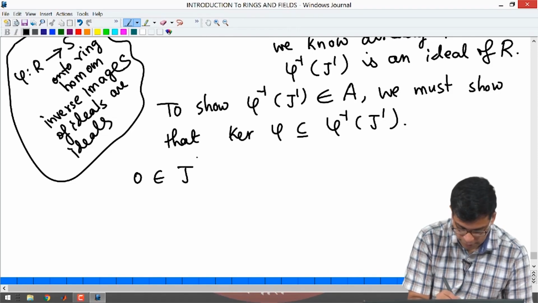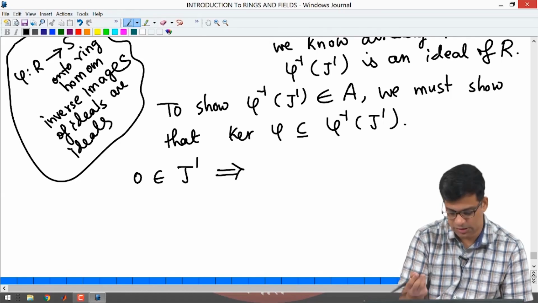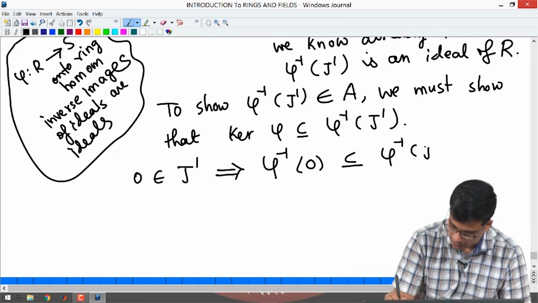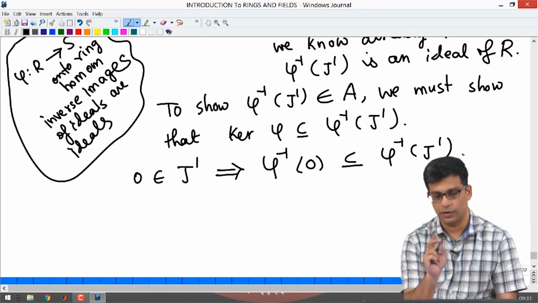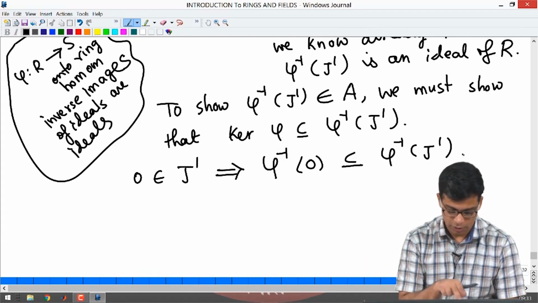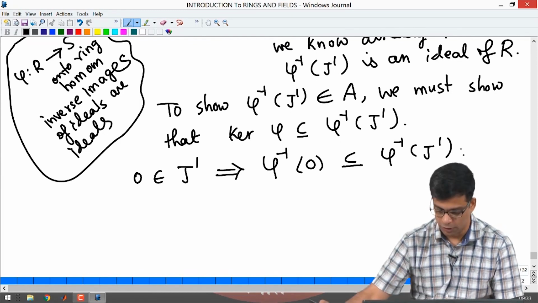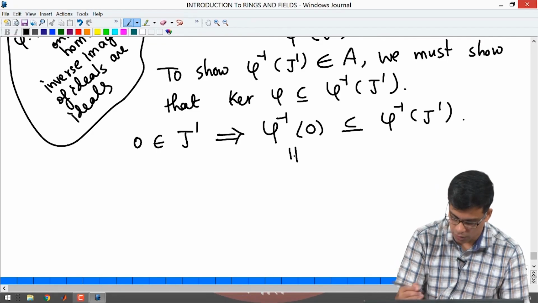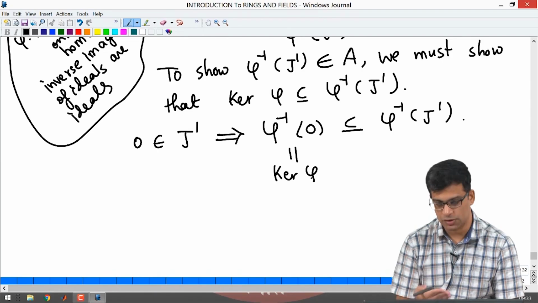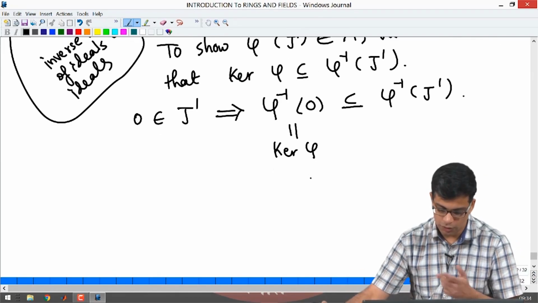So, J prime contains 0, the 0 element of the ring S, but this means, as a set theoretic statement, phi inverse 0 is contained in phi inverse J prime. If you have one set contained in another, inverse images have the same inclusion; anything that maps to 0 is in the inverse image of J prime. So, this is okay, but what is phi inverse 0? This is by definition kernel phi. This is just a different way of writing kernel phi, because kernel phi is the set of elements which map to 0, that means kernel phi is phi inverse 0. So, this is okay.